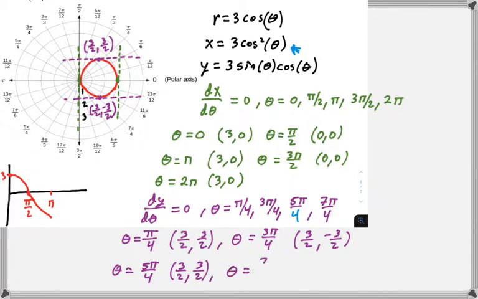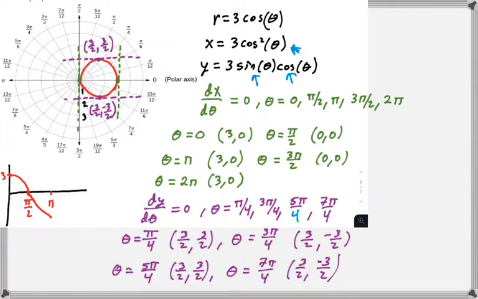And lastly, we'll do theta is equal to 7 pi over 4. So we plug in 7 pi over 4. Cosine of 7 pi over 4 is root 2 over 2. Square that and it gives us 1/2 times 3, which is 3 over 2. The sine at 7 pi over 4 is negative root 2 over 2, and the cosine at 7 pi over 4 is positive root 2 over 2. So that'll be a negative 1/2, and multiplying by 3 gives us negative 3 over 2, and we have a repetition there. And so we have all the vertical and horizontal tangents found.